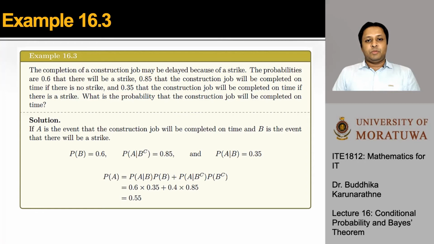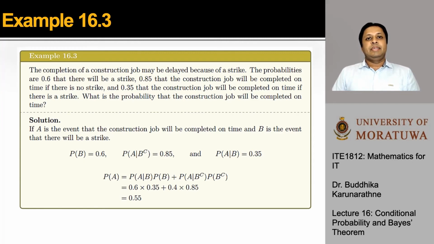Because of the 0.35, the construction job will be completed on time if there is a strike. So that is the conditional probability, given that there is a strike. Okay, so how do we find the total probability of A? That is the probability of the job completing on time. So we use the theorem of total probability.